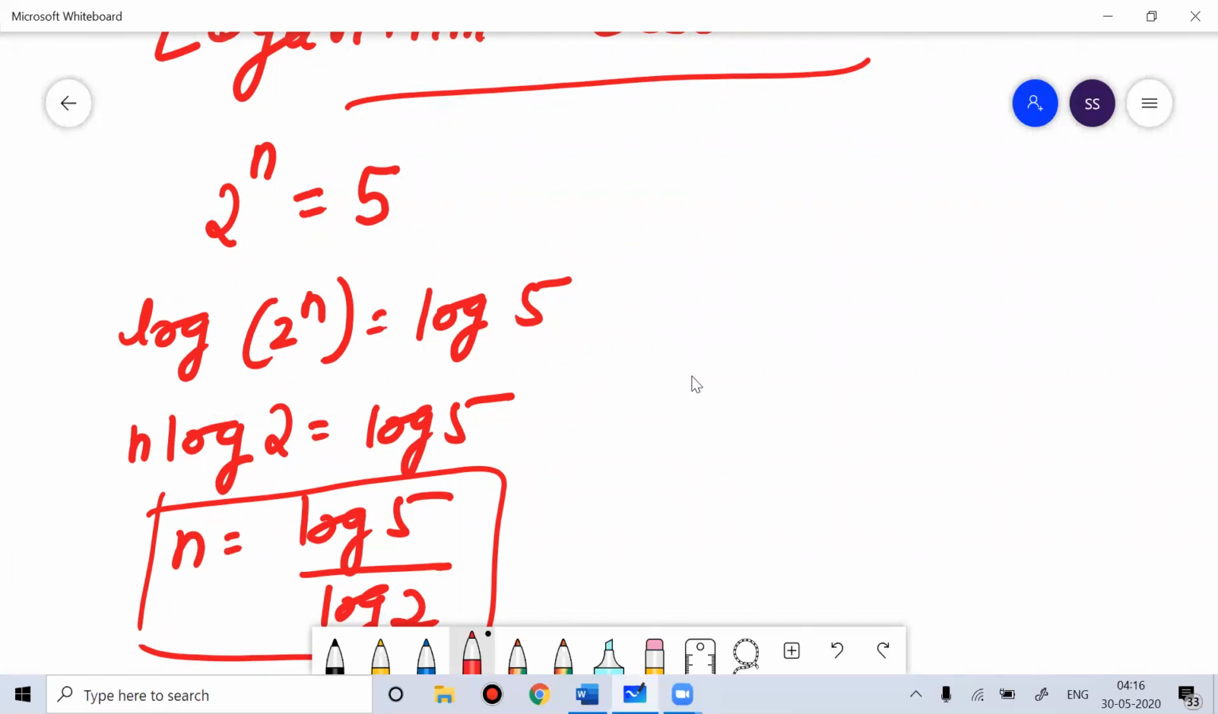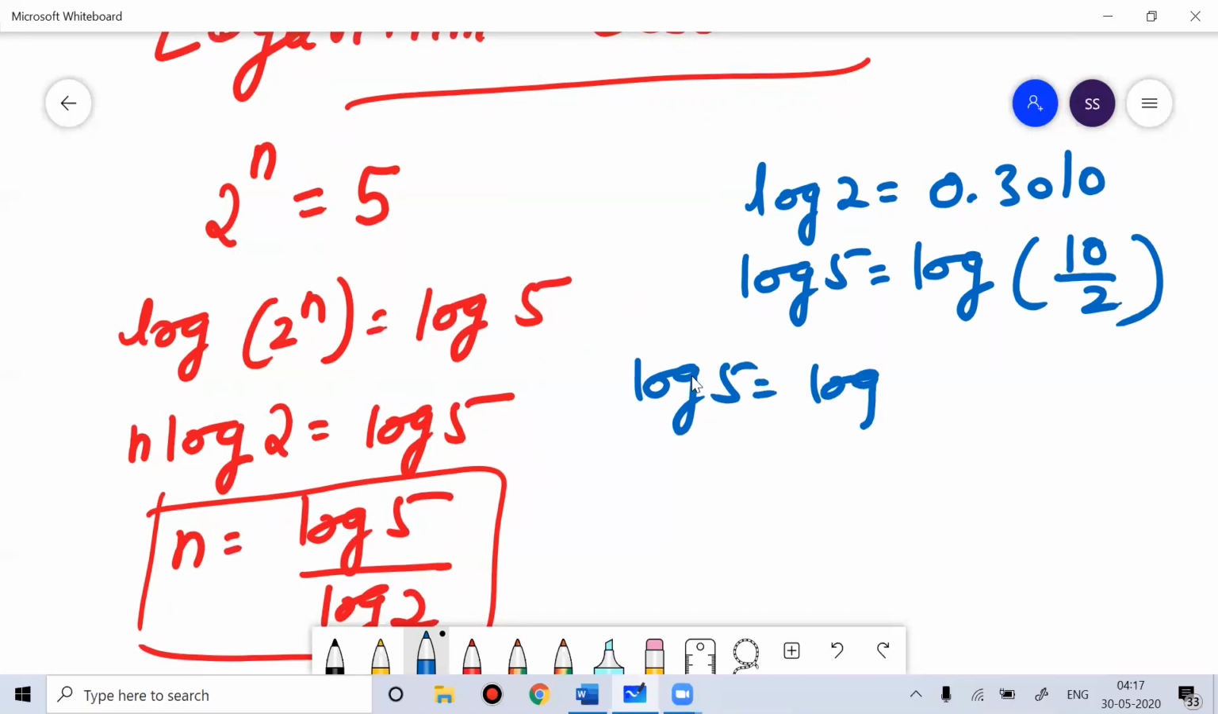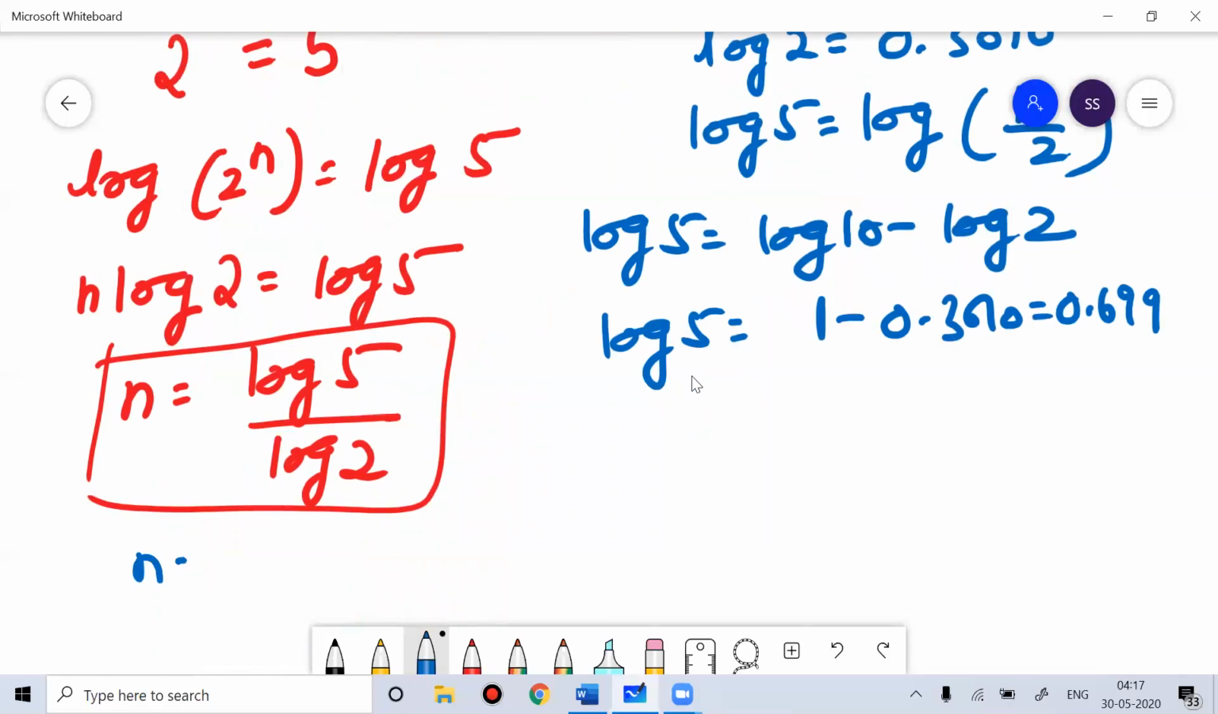Those who know the basics of log know that log 2 is equal to 0.3010. Log 5 is nothing but log of 10 divided by 2, so log 5 is log 10 minus log 2. So the value of log 5 would be 1 minus 0.3010, which gives the answer 0.699. So the value of n is 0.699 divided by 0.3010, and that will give me the value of n.